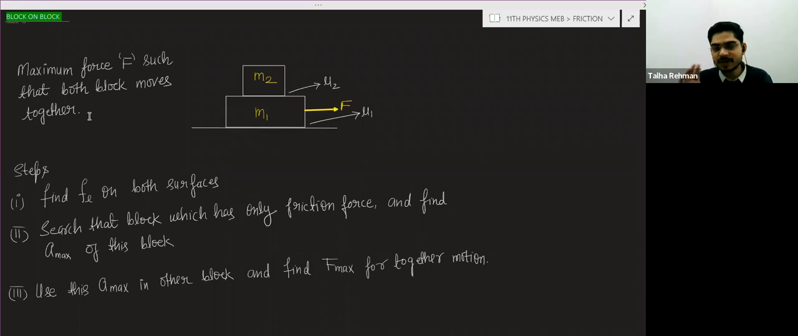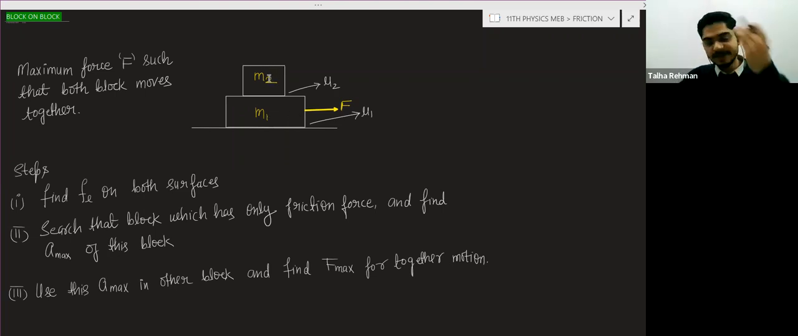Okay, so there are steps. I have explained what will happen. First, you will find the limiting friction on both the surfaces. Limiting friction means maximum static friction, mu_s times N. Between both surfaces, you will first find the limiting friction. After that, you will search for the block which has only friction force. This block has some external applied force also, but this block will have only friction force.